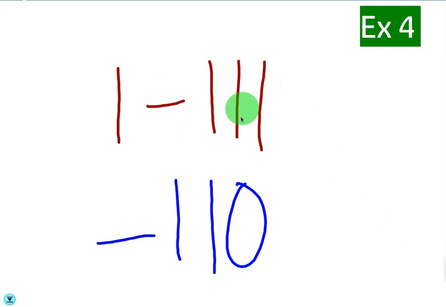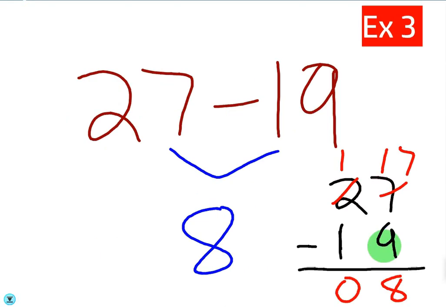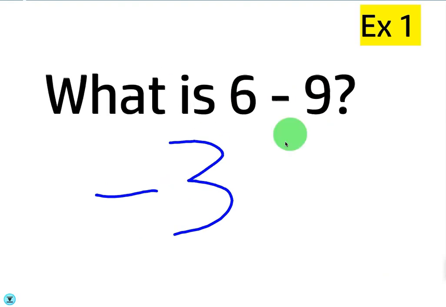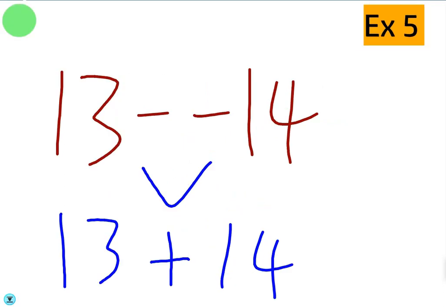Here's 1 minus 111, which gives you negative 110. Another way of doing this is 111 minus 1 is 110, and make the answer negative since you're subtracting a bigger number from a smaller one. So again, all of this is finding the difference between two numbers. One way this might be written is, what's the difference between 1 and 111? A way to read this one might be, what's the difference between 27 and 19? This one would be, what's the difference between negative 10 and 9? What's the difference between 6 and 9? But we normally write it out because it's just more clear, right?